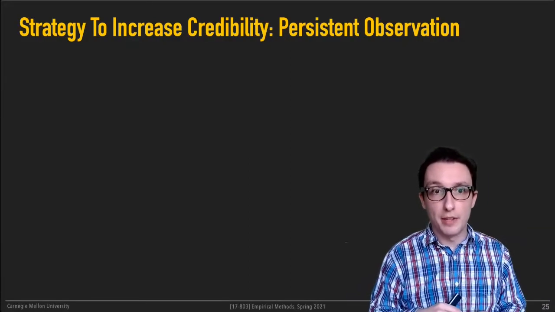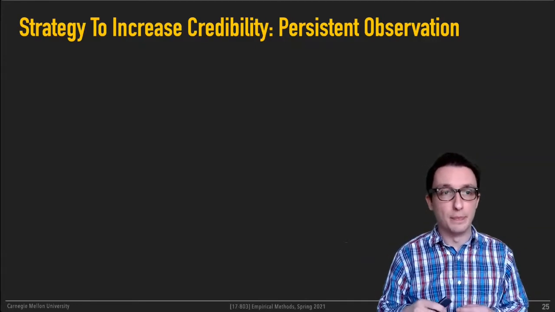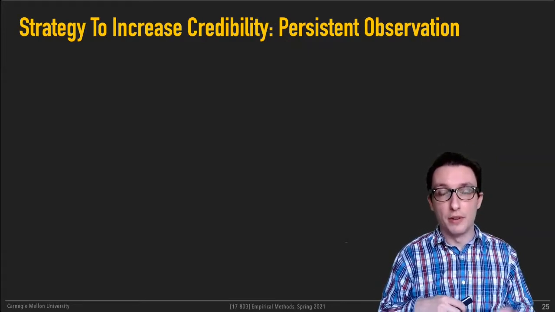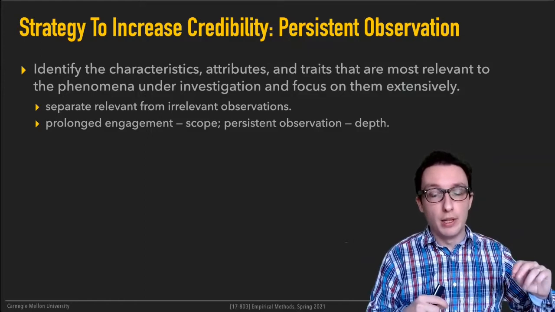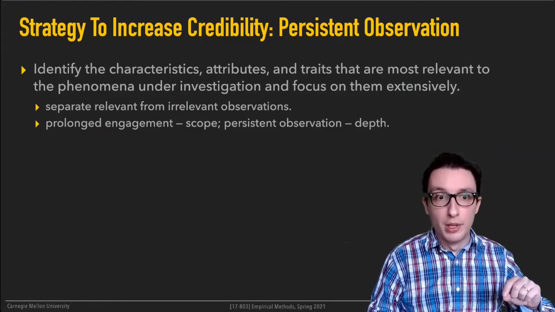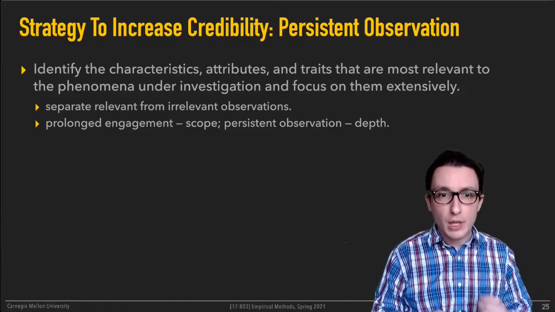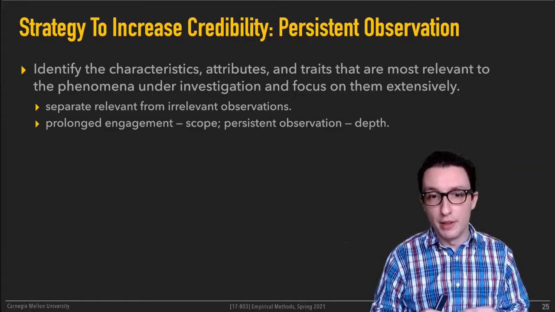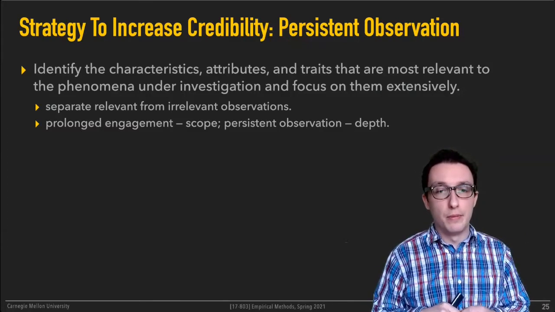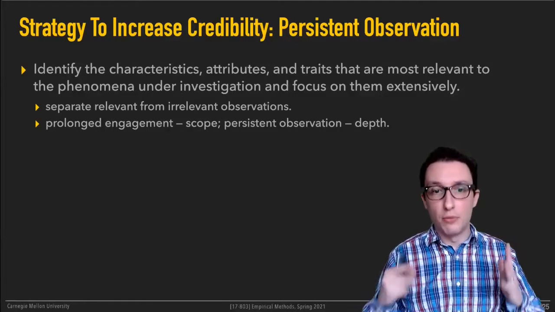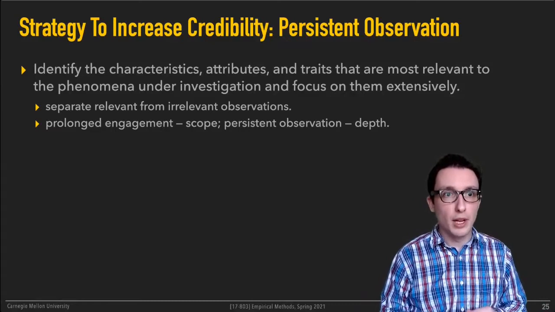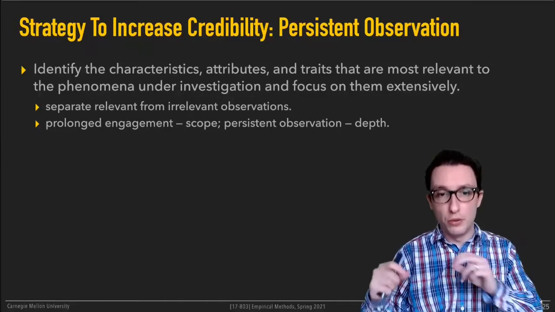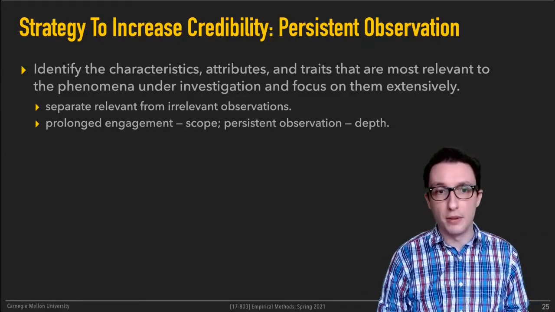But okay, so anyway, that was about prolonged engagement, spending enough time with the participants and with the data. Another strategy to increase credibility is persistent observation. So this means, if prolonged engagement was about scope, persistent observation is about depth. Here you want to separate relevant from irrelevant observations, and you want to extensively focus and study those that are relevant and in scope for your study. Just focus on the things that help address your research questions, and do that deeply and consistently across the different interviews that you're analyzing.